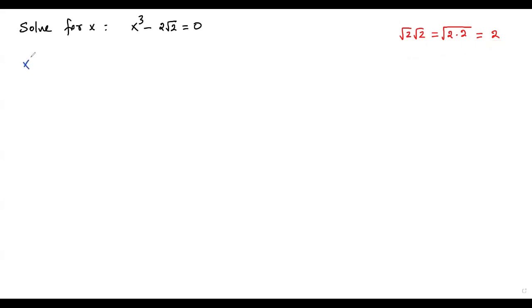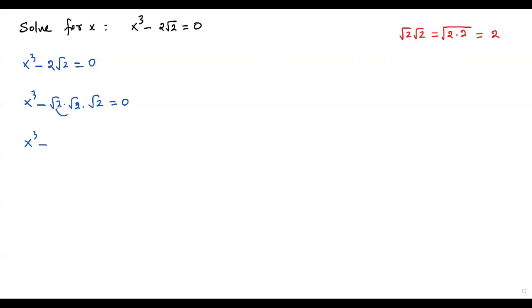That is, we have x cubed minus 2 times square root of 2 equals 0. For this 2, we can write square root of 2 times square root of 2, because this value is equal to 2. So instead of this 2, we can write square root of 2 times square root of 2. Already we have a square root of 2 over here. So x cubed minus, we multiply square root of 2 by itself three times.